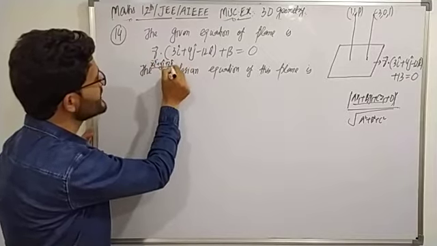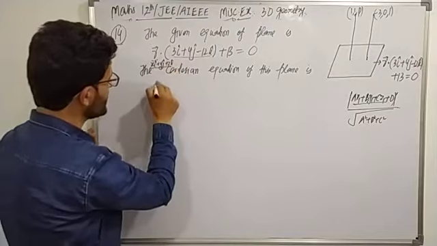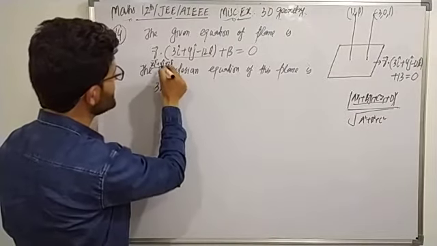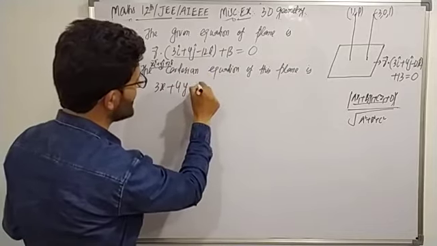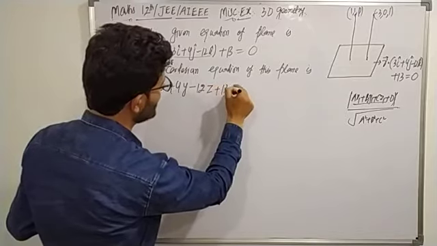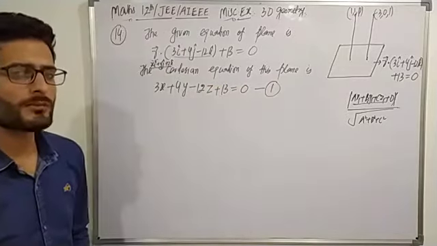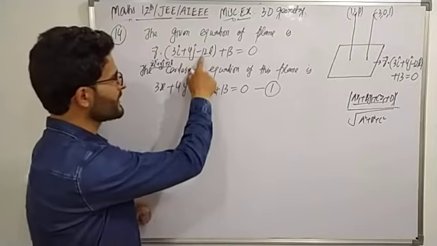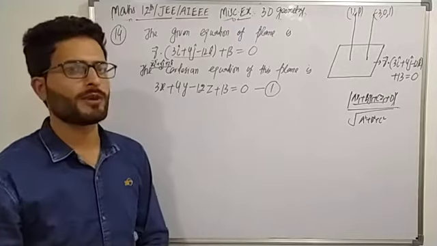Then if we take the dot of xi plus yj plus zk with this vector, what will come? x into 3, that is 3x, plus y into 4, that is 4y, plus z into minus 12, that is minus 12z, plus 13 is equal to 0, and keep that as equation number first. So from the vector equation we have directly evaluated the Cartesian equation of the plane.